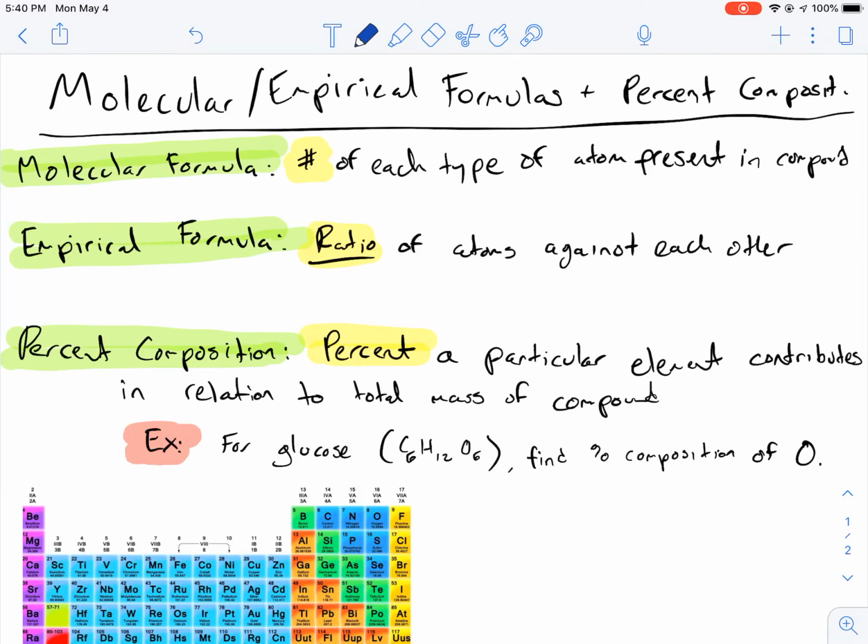Hi everyone. Today we are going to take a look at the molecular and empirical formulas as well as do a practice problem having to do with percent composition. Let's get to it. So the molecular formula, this is the standard formula that you see for any kind of compound. And what it is, it's the number of each type of atom present in the compound. So let's take a look at glucose, for example.